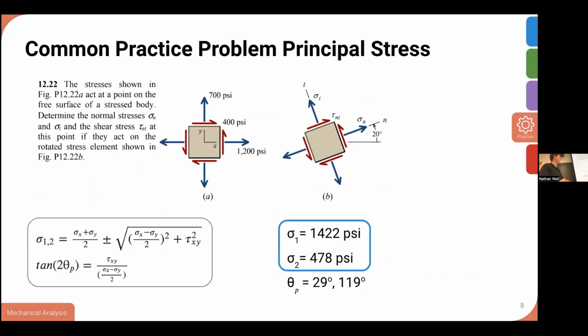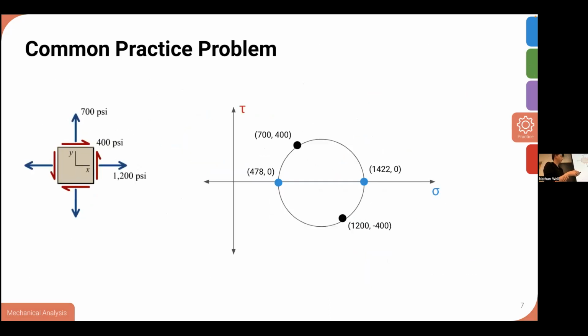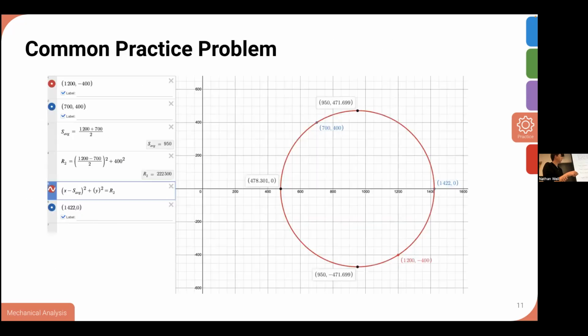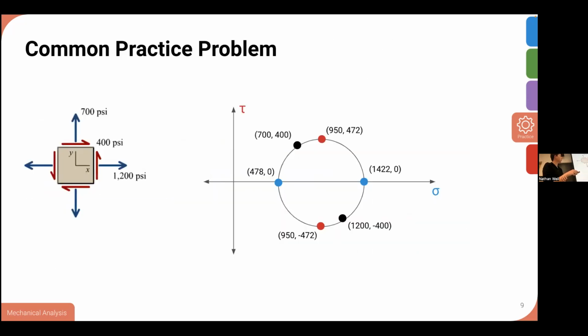The principal stress equations are just the same thing, right? It's the average of the normal stresses at whatever orientation you're at, plus the square root of something squared plus something squared, which is the Pythagorean theorem, right? So this is literally just the distance. It's the center point here plus or minus the max shear stress.